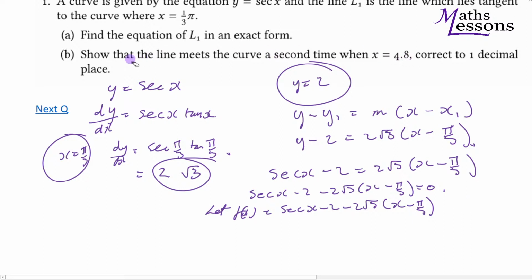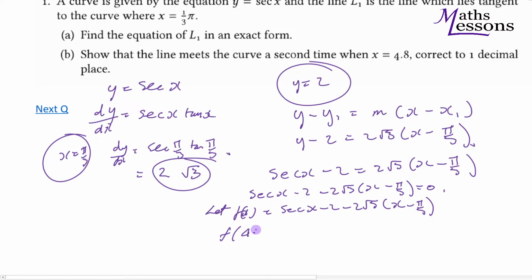Then, we want to show that it meets the curve a second time when x is 4.8, correct to 1 decimal place. If we put the value 4.75 into this and the value 4.85 into this, and you have a sign change, you know that it's been 0 in between those two, and therefore it must have a second solution in that range of values. Therefore, it's 4.8 to 1 decimal place. So let's do f of 4.75.